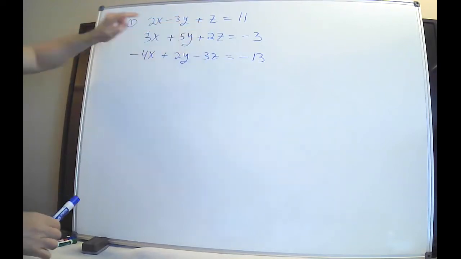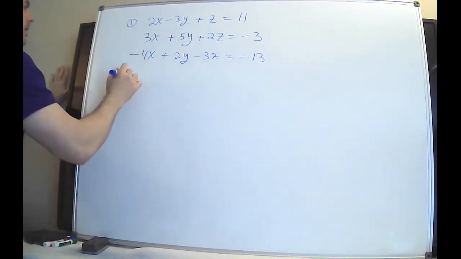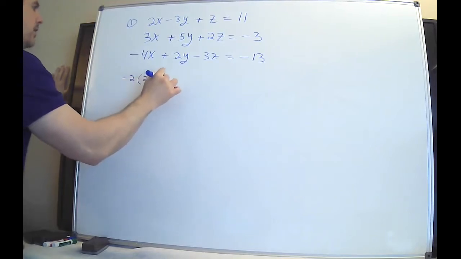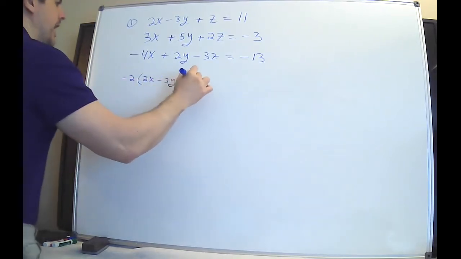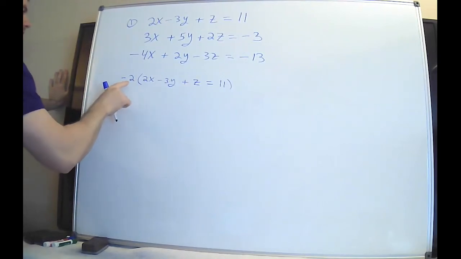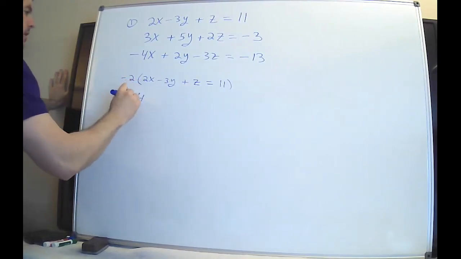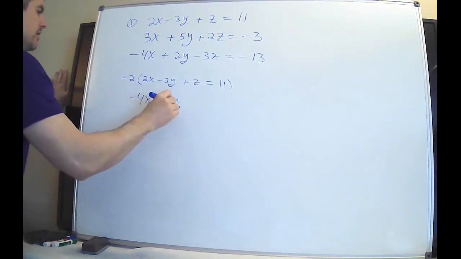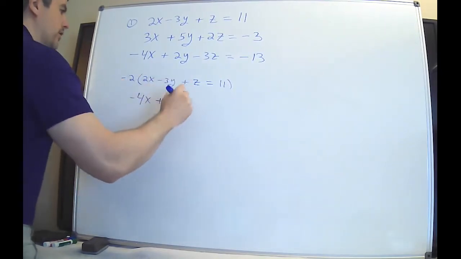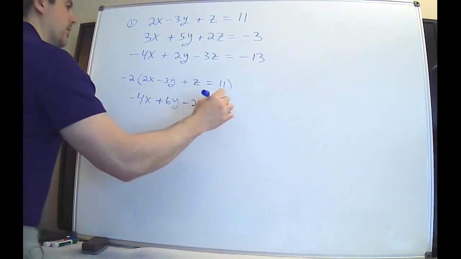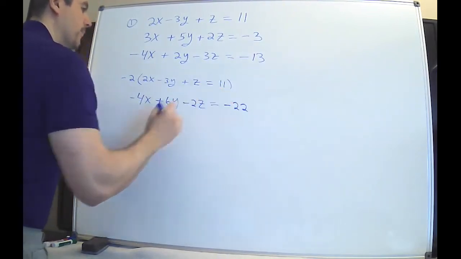I'm going to use the top one and the middle one. I need a -2 here, so I'm going to multiply everybody in the top equation by -2. Remember, I need to create the same number in the front, but with opposite signs. -2 times 2 is -4. -2 times -3 is +6. -2 times +1 is -2z. And then -2 times 11 is -22.